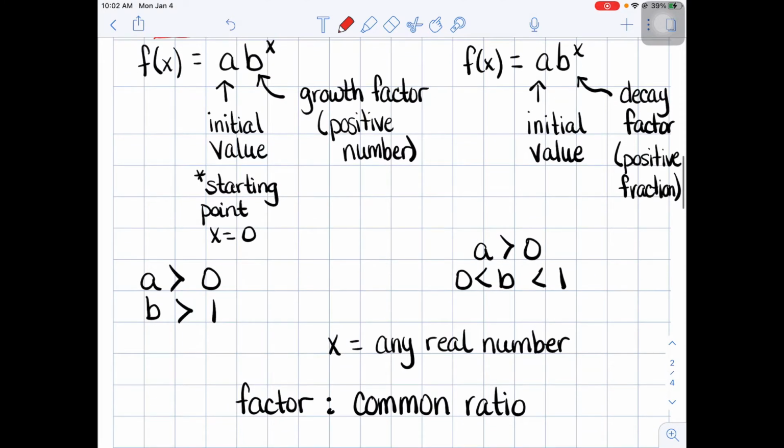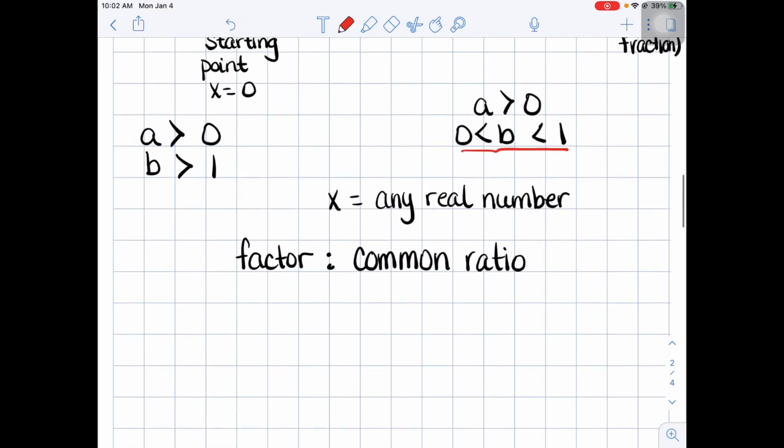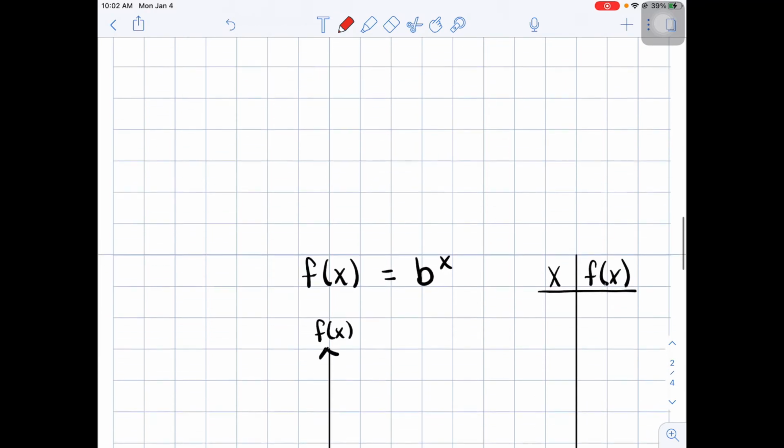Now remember that a factor, whether it's growing because it's bigger than 1, or it's decaying because it's less than 1 but greater than 0, is the same thing as a common ratio. It's what we're multiplying by. So it's really important to understand how these formulas work, and it'll help you more when you see them. We're going to go with some really basics here.